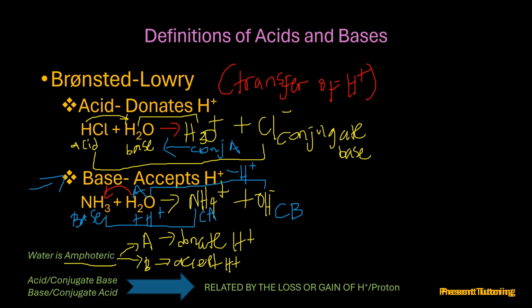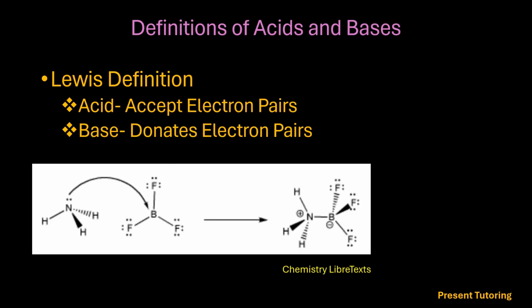And we've also done a bit of review on acids and conjugate bases, as well as bases and conjugate acids. And then we have the third definition of acids and bases, which we can call the Lewis definition. The Lewis definition is only focused on movement of electron pairs.